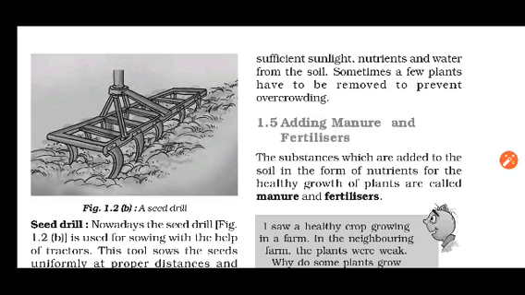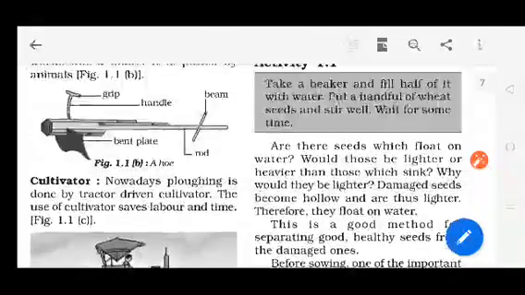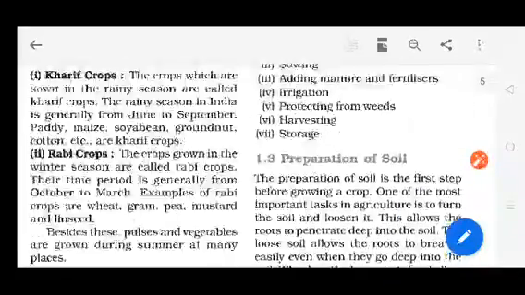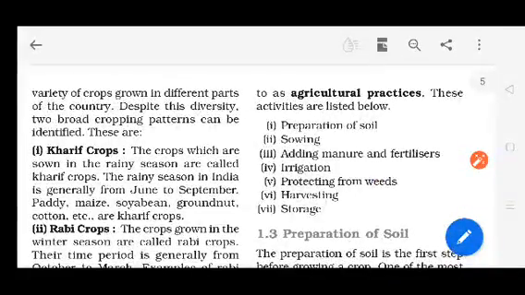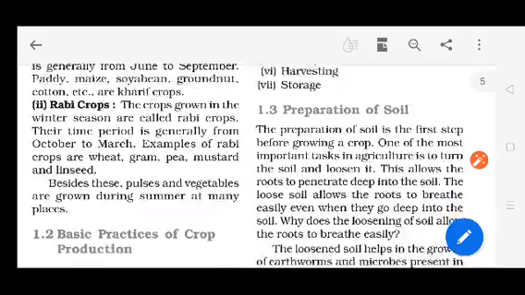Now after completing the sowing of seeds, adding manure and fertilizer is the next agricultural activity. Let me explain once again. Yes, preparation of soil we have studied. After that we studied sowing of seeds, and the third, a very important agricultural practice, is adding manure and fertilizer. And in this chapter we will one by one complete all the agricultural practices. Now we have come to the third very important agricultural practice, that is adding manure and adding fertilizers.